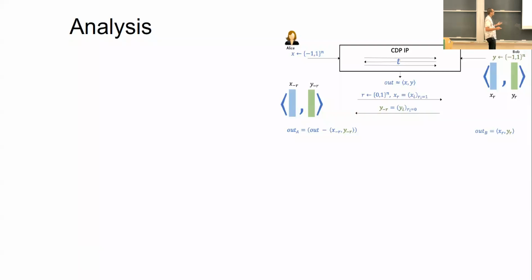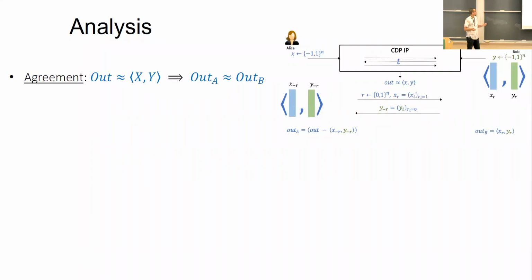Regarding analysis, agreement follows from the fact that if the output is close to the inner product, then we really get that out_A is close to out_B. The parties agree on something which is close.